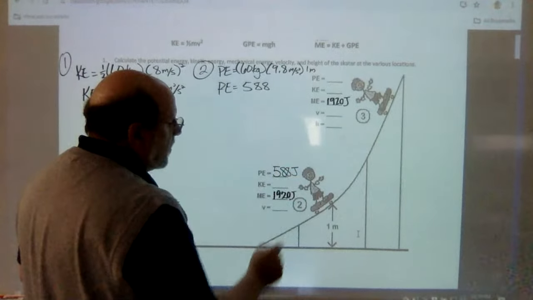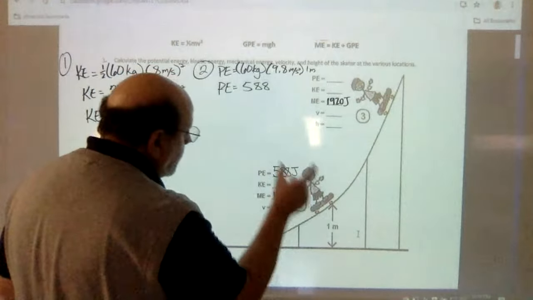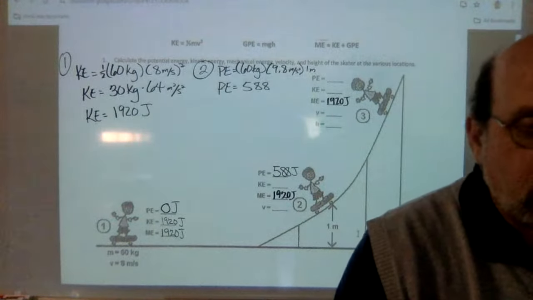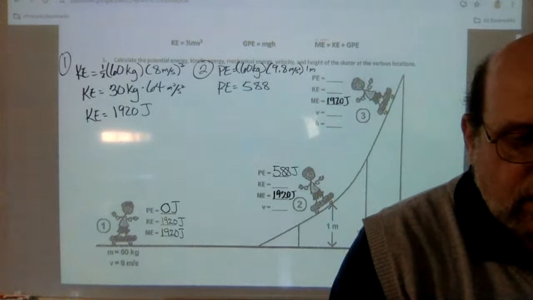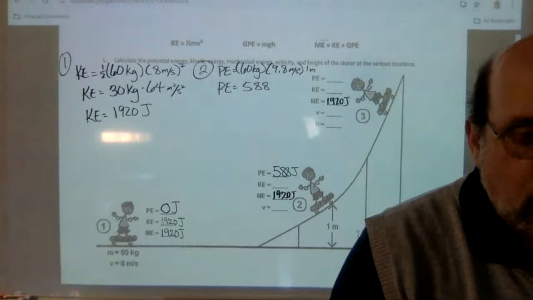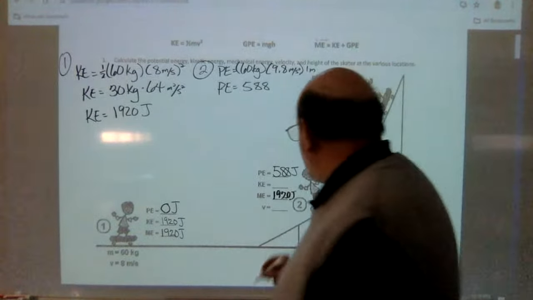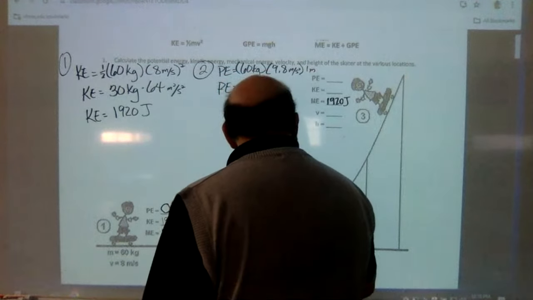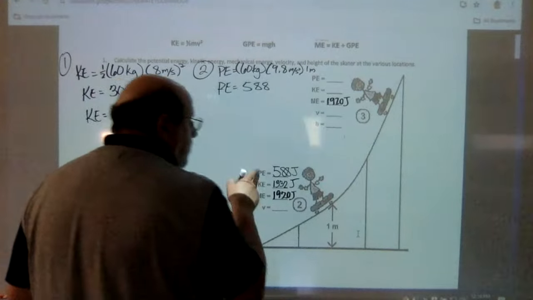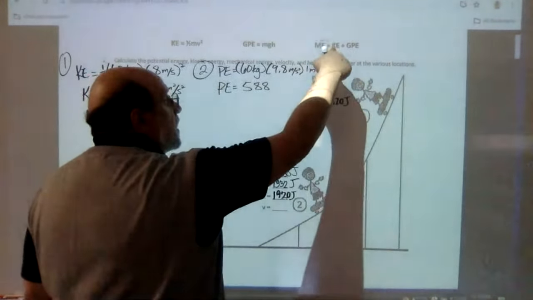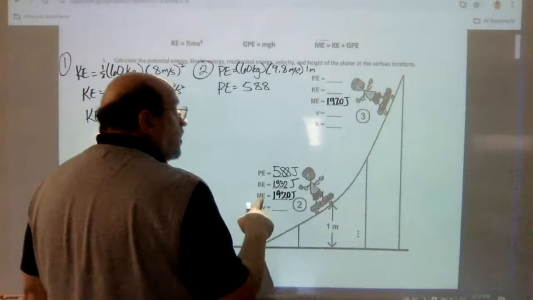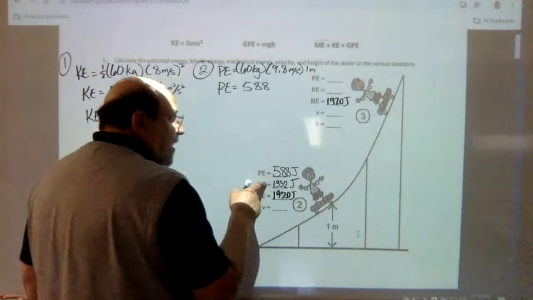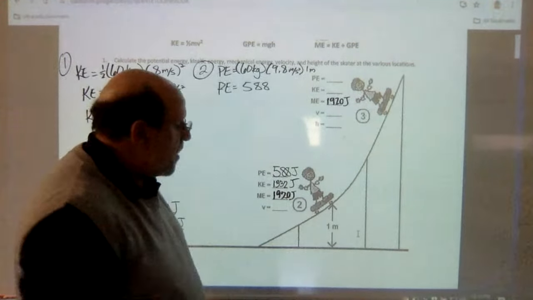And then what we're going to do is subtract 588 from 1920. And if I'm not mistaken, I think it's 1332, but I'm going to go ahead and use my calculator. And I was right. It is 1,332. So I can fill that in. Why? Because this plus this has to equal this. That's what it says here. Kinetic plus potential has to equal the mechanical, which means I could say the mechanical minus the potential gives me my kinetic, and that's how I found that kinetic energy there.